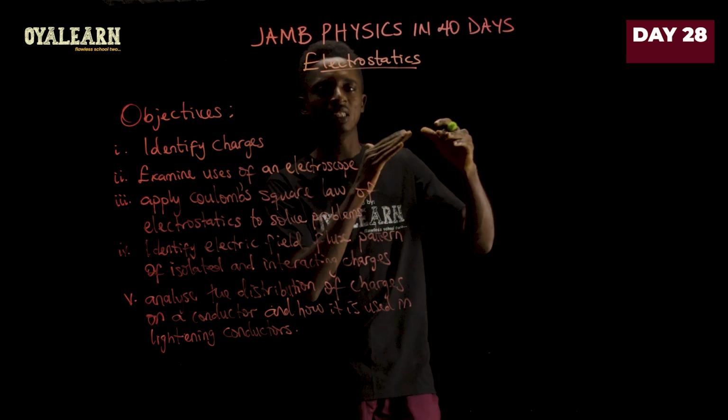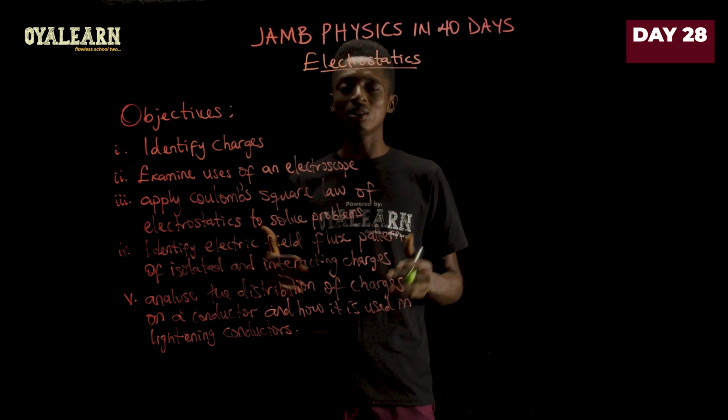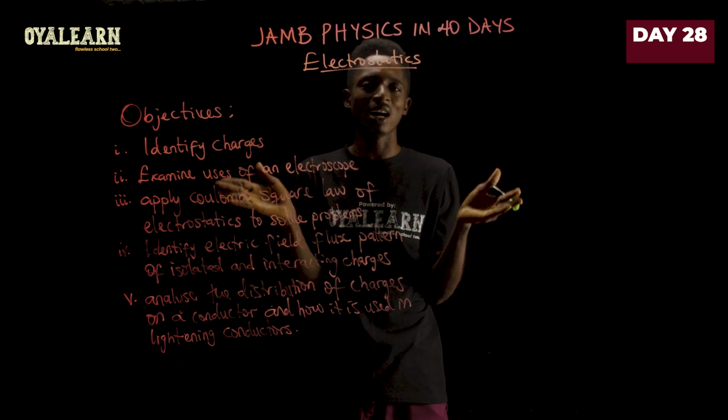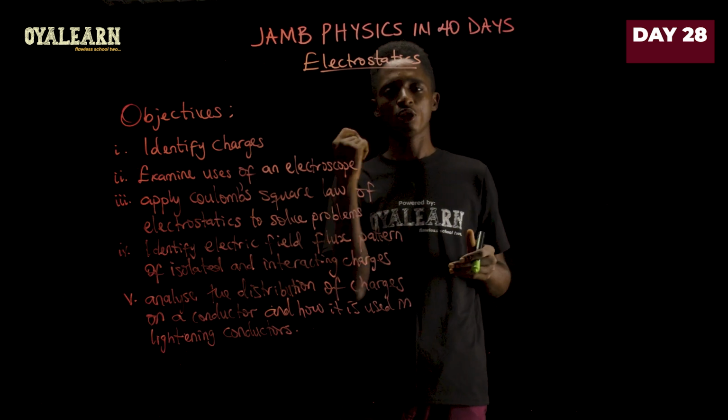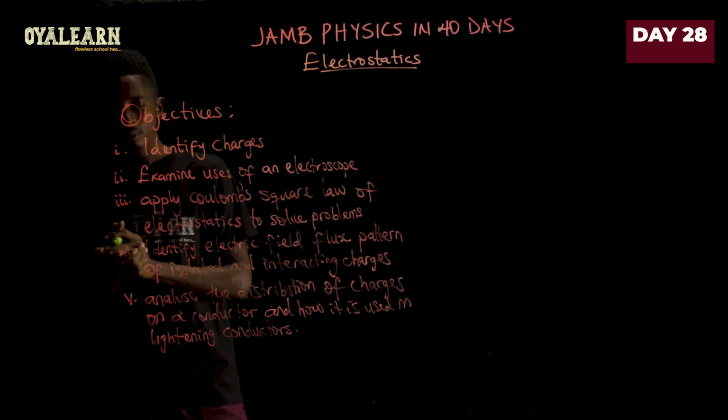That is, when you know the charge on the electroscope and the charge that you are bringing to it, you should be able to tell what happens based on whether the leaf diverges or it collapses. It's something that is also expected of every candidate taking the exams.